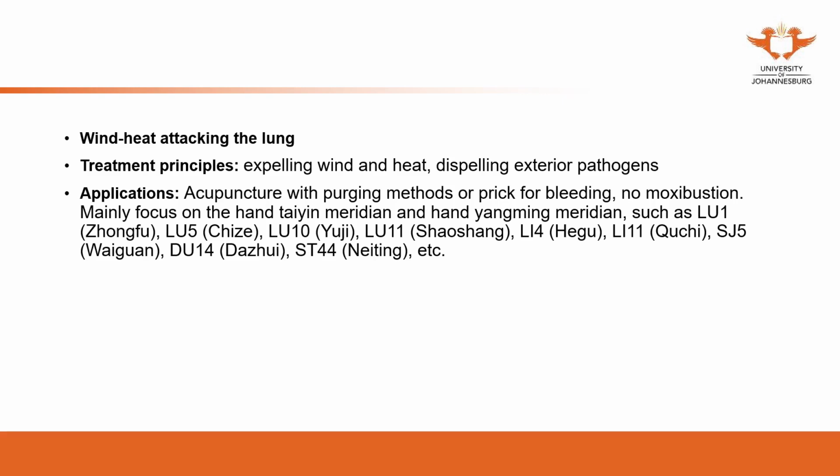Large intestine 5 is in the elbow. These are also very good at relieving heat. For burns, Lung 11, we can use pricking to cause bleeding. Large intestine 11 is also a very important point to reduce the heat. San Jiao 5, Du 14. Again, we mentioned Du 14.